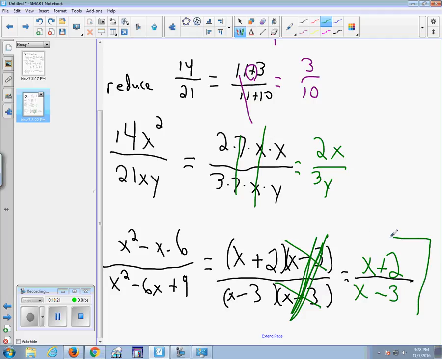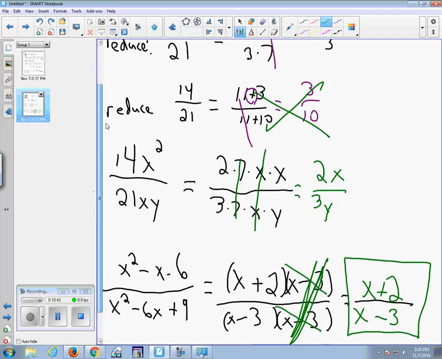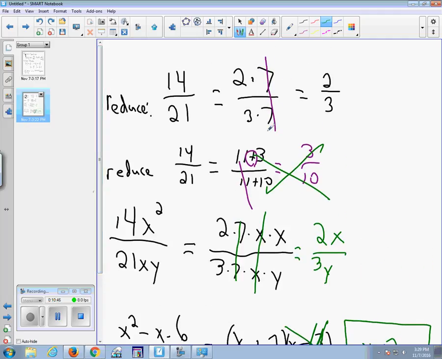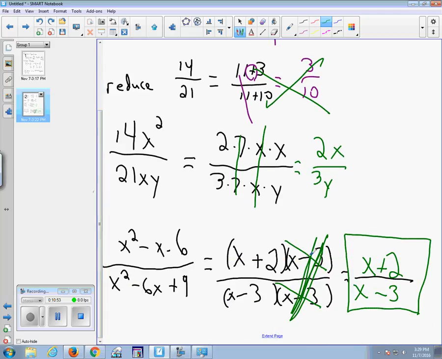And that is our reduced rational expression. Same way we reduce more complicated monomials versus simply numeric monomials, but it's the same process. Not this process, right? That one was wrong. This process. Cancel the common factor of 7, cancel the common factor of 7x, cancel the common factor x minus 3.